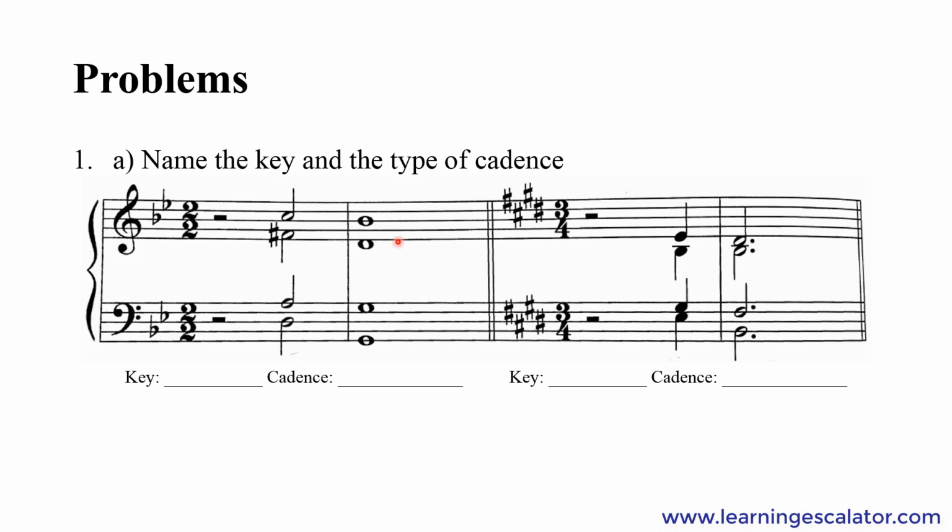Then we look at the second chord, which is either dominant or tonic. So over here there's a G, B flat, and D, so that's the G chord, which means this is G minor. And we look over here, there's an F sharp, which is the raised 7th degree, so it's definitely G minor.